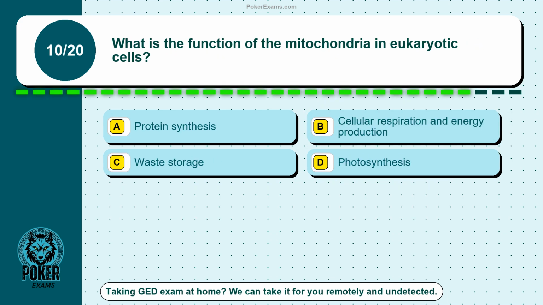Question 10. What is the function of the mitochondria in eukaryotic cells? Option A. Protein synthesis. Option B. Cellular respiration and energy production. Option C. Waste storage. Option D. Photosynthesis.